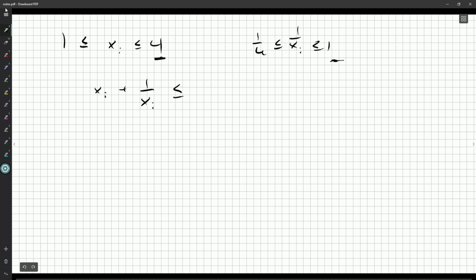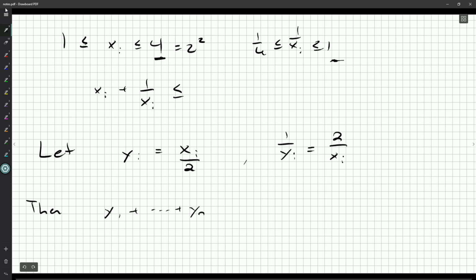Or, you know what? One thing we could try is to introduce a little bit of symmetry. Now, 4 happens to be 2 squared. So what would happen if we did something like this? Let yi equal xi over 2. Then we know 1 over yi would have to be 2 over xi. And then what would we have? Well, the sum of the y's would have to be equal to half of the sum of the x's.